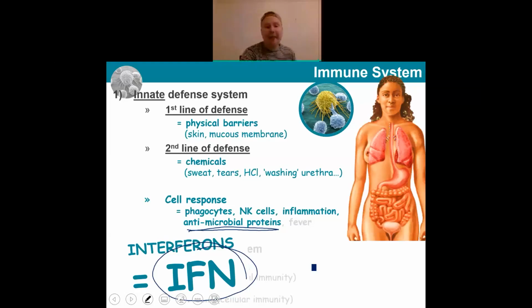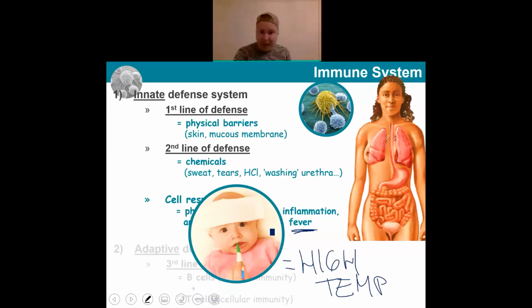The final 2 that I have are antimicrobial proteins. These are often our interferons. They deal with, again, pathogens as well. And then we have fever. Well, if you ask me, what is fever?